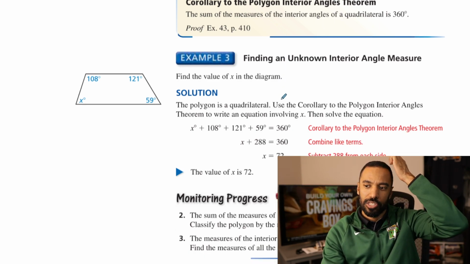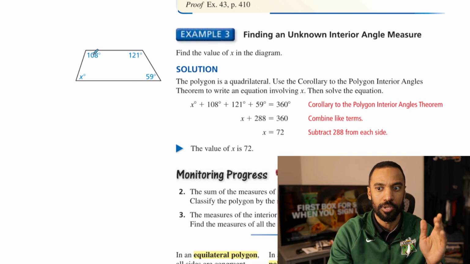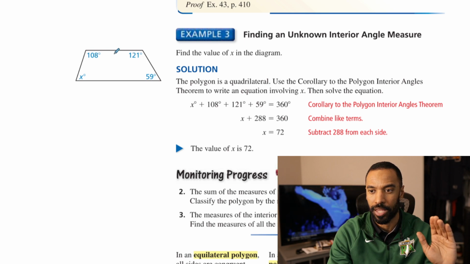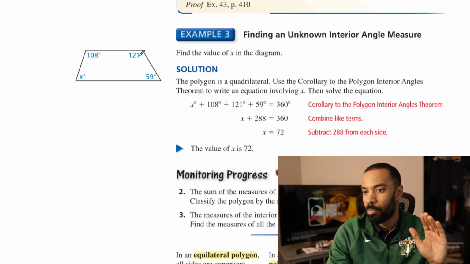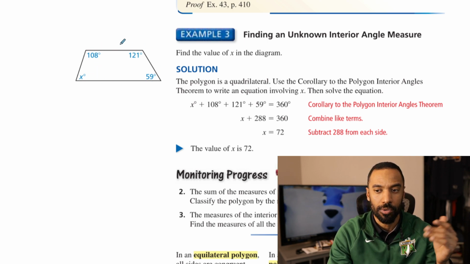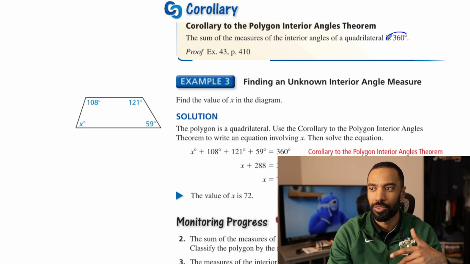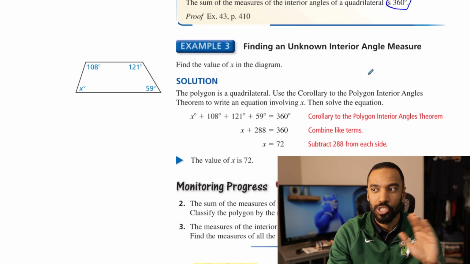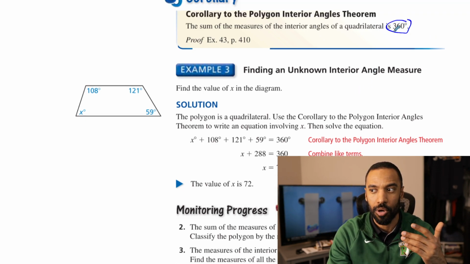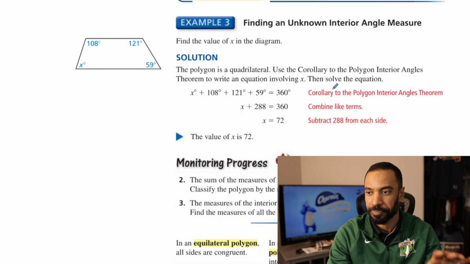Find an unknown interior angle measure. So let's say this time you have a shape. You know some of the other angles. It's not a regular polygon, meaning all congruent angles and sides. But you know 3 of the 4, and you're trying to find that 4th one. Well, we know it's a quadrilateral, a 4-sided shape, and a 4-sided shape has an interior angle sum of 360. Without having to do the 180 times n minus 2, which you could, we should probably know that the 360 is 360. I almost want to defer to that knowledge.